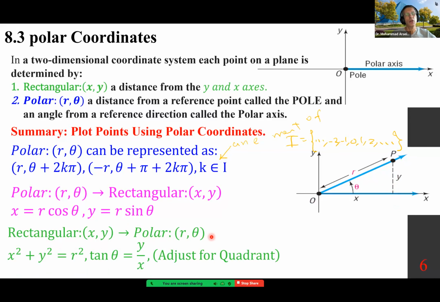So if you want to go from rectangular format to polar, you use the fact that x squared plus y squared is r squared, x squared plus y squared equals r squared, the Pythagorean theorem. Tan of theta is the opposite over the adjacent, y over x, and always adjust for the quadrant as far as the value of theta is concerned.